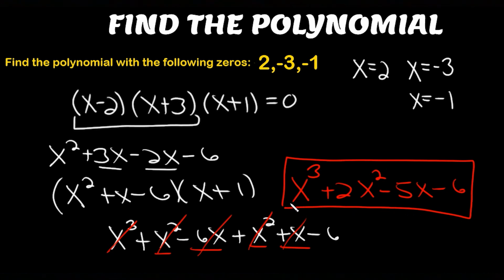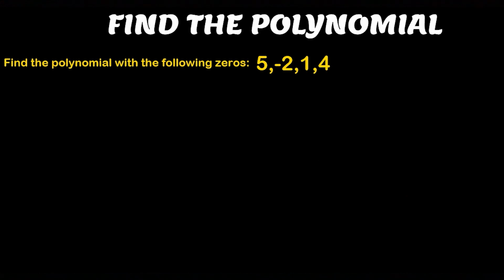So if you were to graph this polynomial, you would see that it's crossing the x-axis at 2, -3, and -1. All right, let's go ahead and try another example. So here's the next one, and this one actually has 4 zeros, meaning we're going to have to write out 4 binomials here, okay? And again, we're going to use x as a variable.